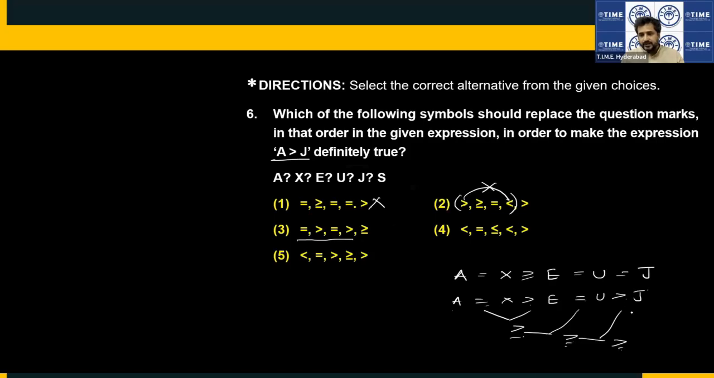So the relation between A and J is greater than, A greater than J, which is definitely true when I substitute the options. When I substitute the symbols in choice 3 in the given expression, A greater than J will be definitely true. So choice 3.